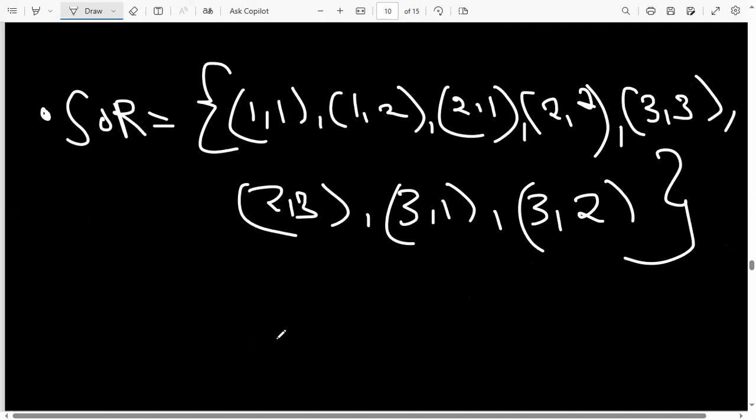So on this S of R, let's check the properties of an equivalence relation. We know that an equivalence relation has to be reflexive, has to be symmetric, and it has to be transitive.